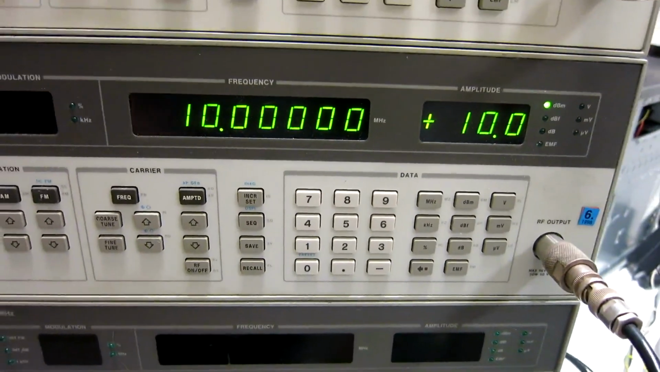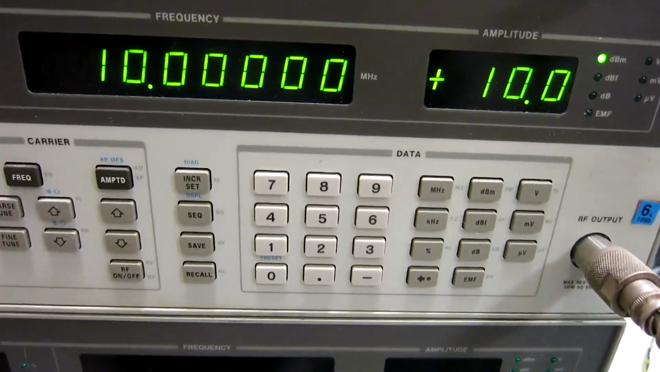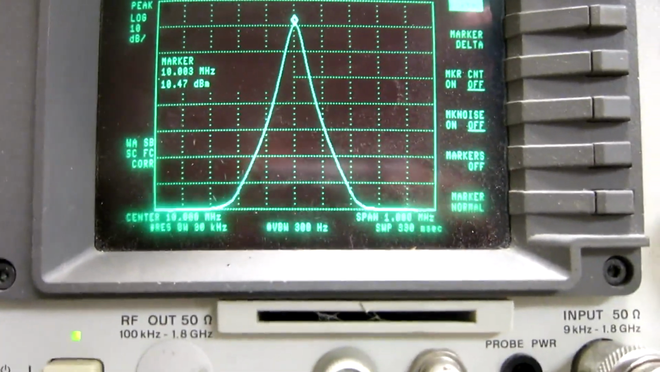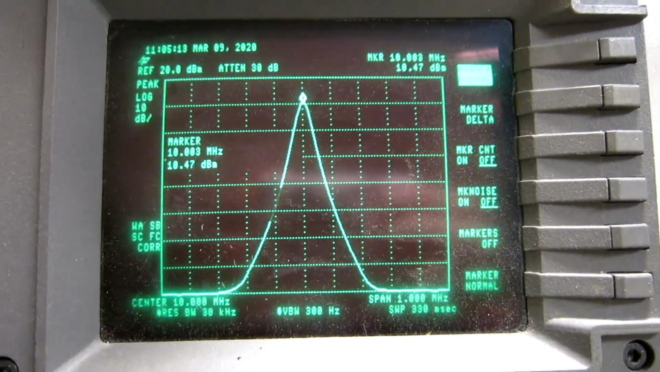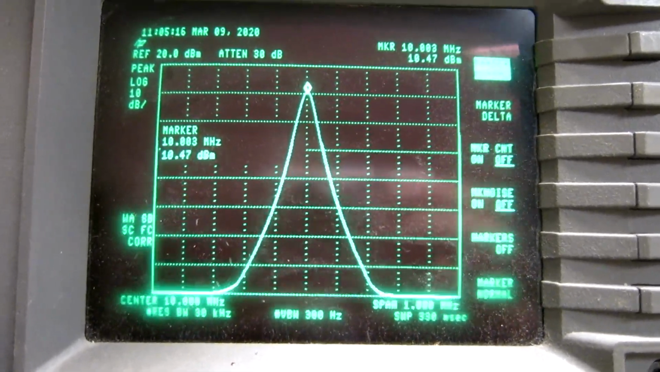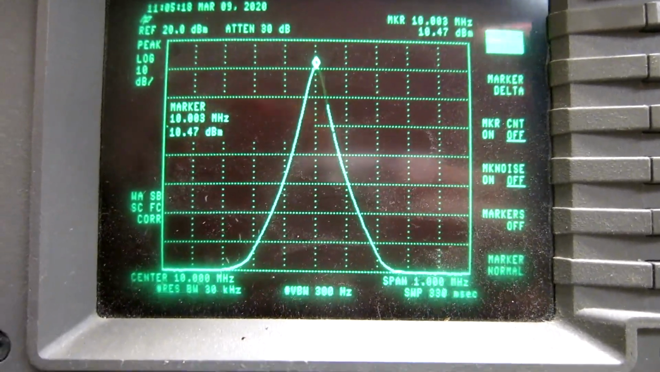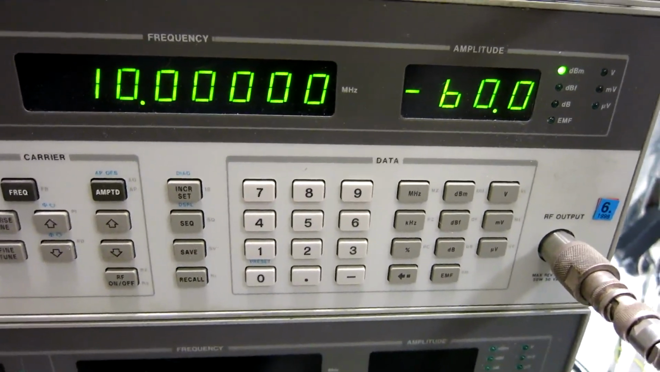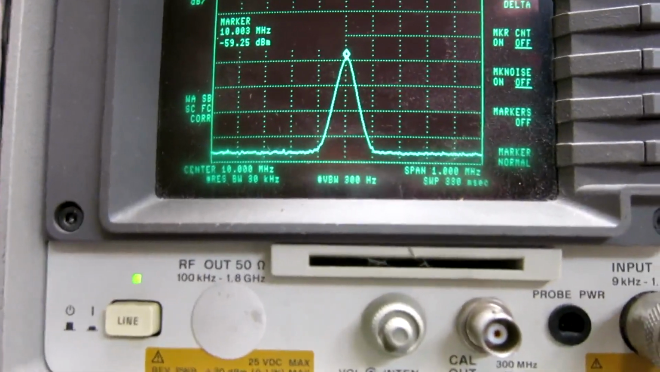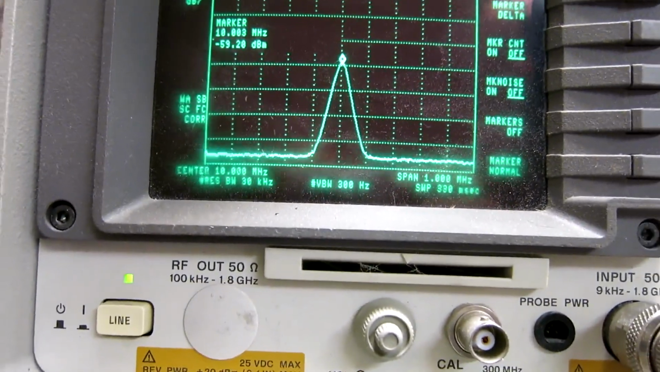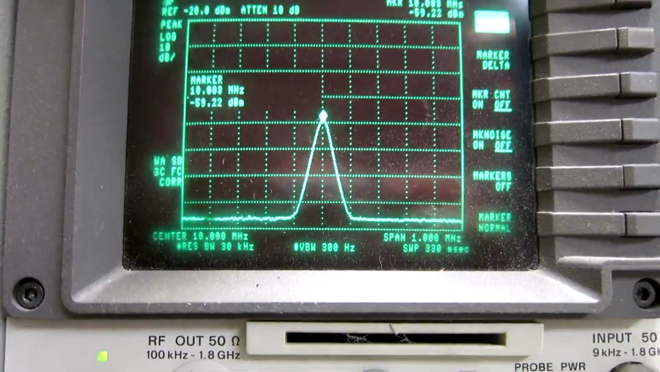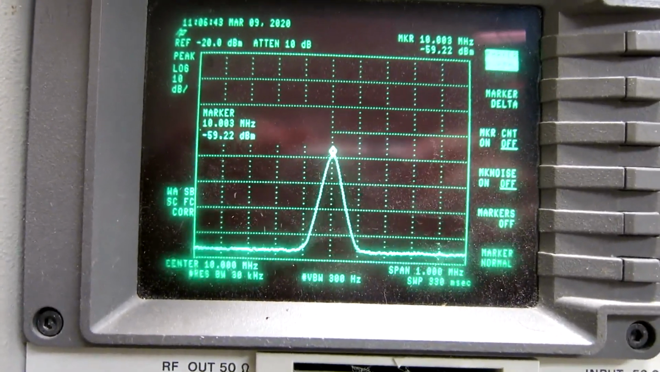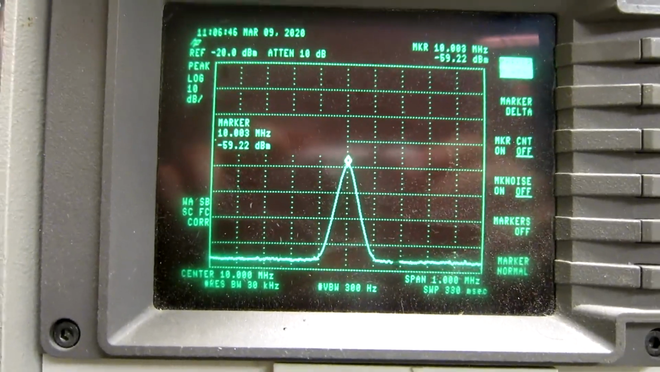Now I set this signal generator to 10 MHz and plus 10 dBm, connect it to the spectrum analyzer, and I see 10.4. So there seems to be no problem with the calibration of the instruments. And I set it to minus 60 dBm now, and look at the spectrum analyzer, it says minus 59.2. So there is an uncertainty in the order of 1 dB, and that is how the instruments are specified.